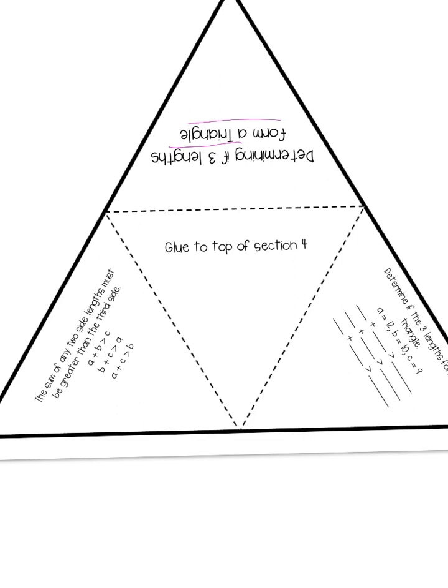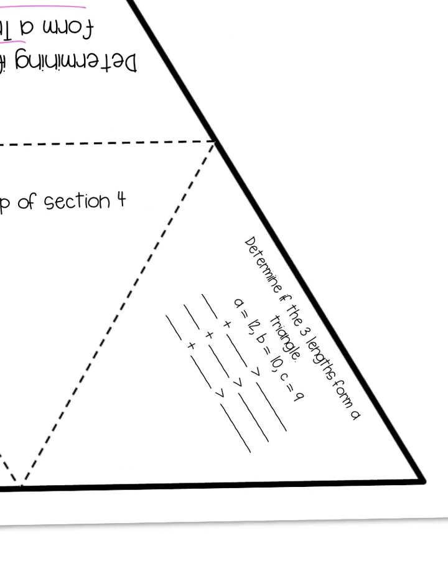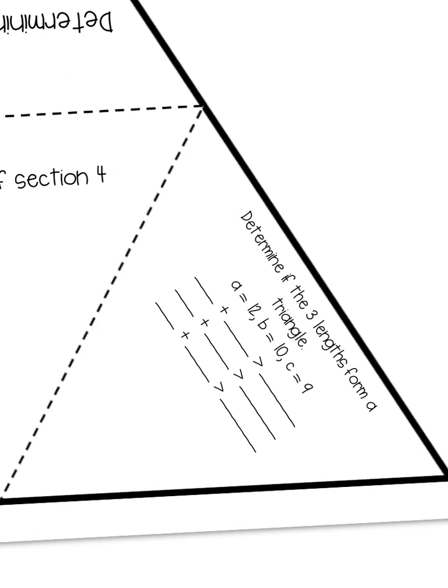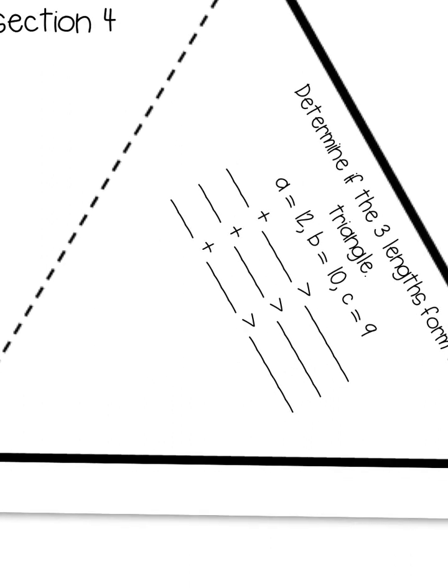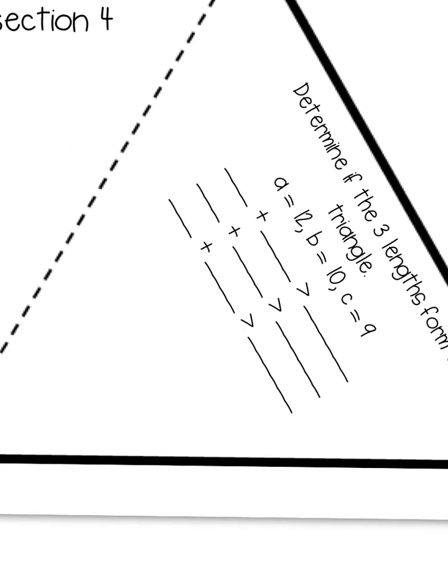So remember there's a hard way to do it where you have to put all of the numbers in there. So I'm going to show you how to do that, and then we're going to write the easy way to do it, okay? So remember, it has to say 12 plus 10 is greater than 9, and then just go 10 plus 9 is greater than 12, and then say 12 plus 9 is greater than 10. Okay, if this is true all the way down, then you have a triangle.